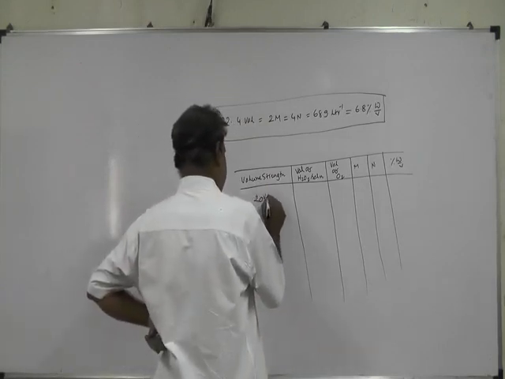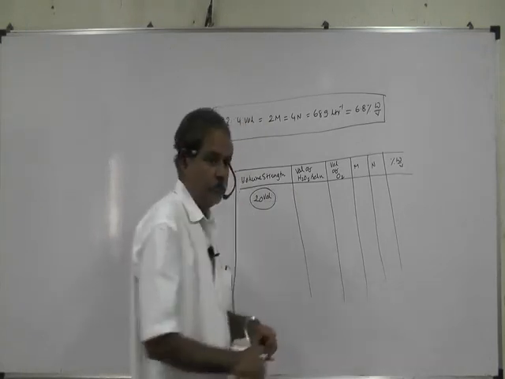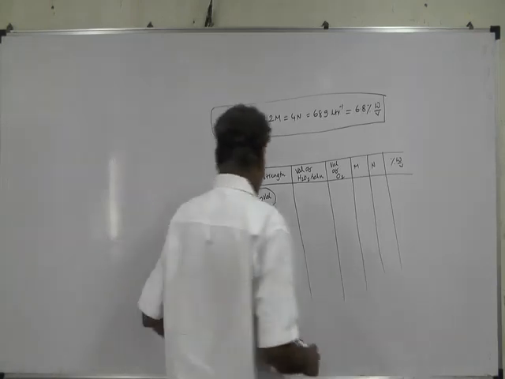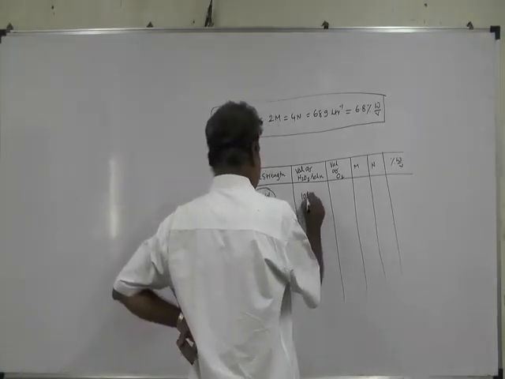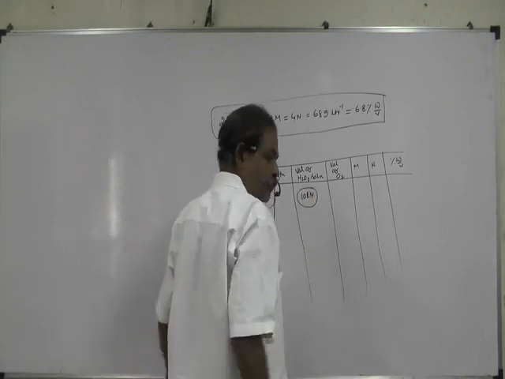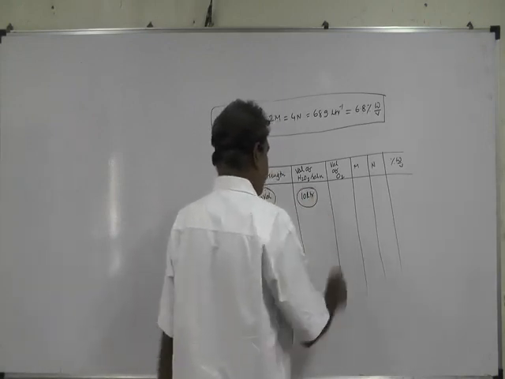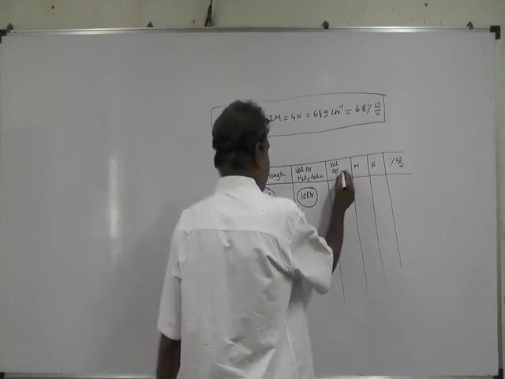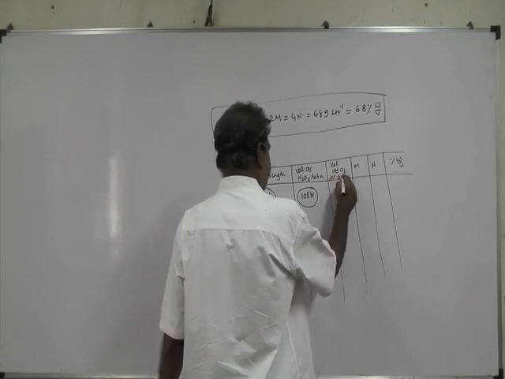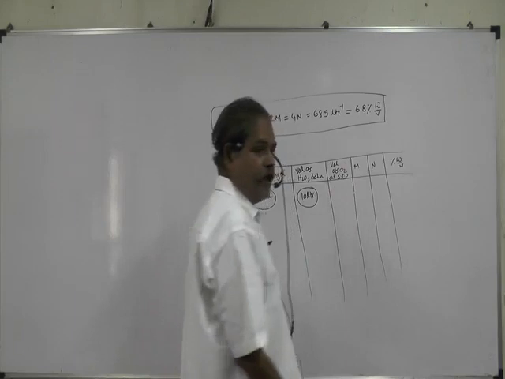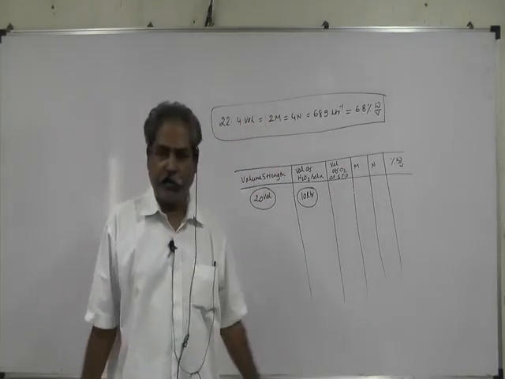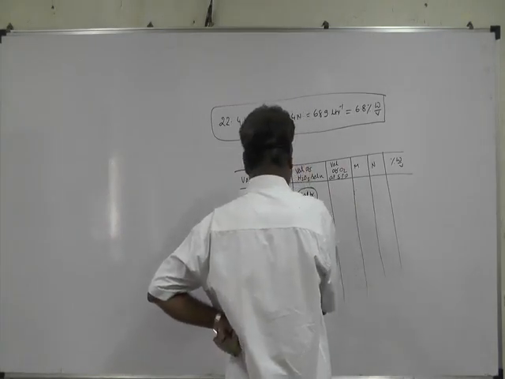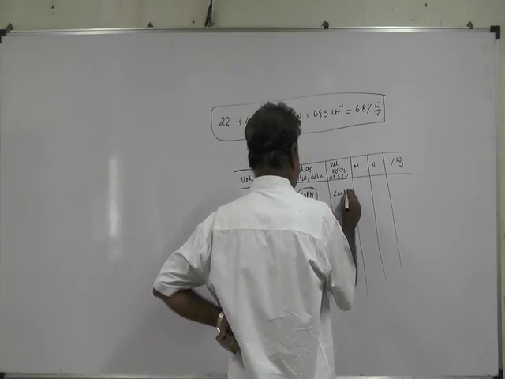20 volume. What do you mean by 20 volume? 1 liter gives 20 liters. So, 10 liters of H2O2 solution. 1 liter gives 20 liters of oxygen at STP. Volume of oxygen at STP. Not necessarily in liters. Sometimes I may even give you milliliters. So, 1 liter gives 20 liters, 10 liters give 200 liter.